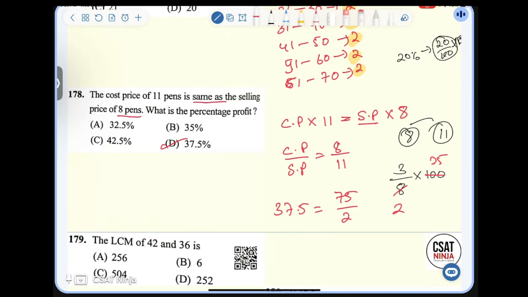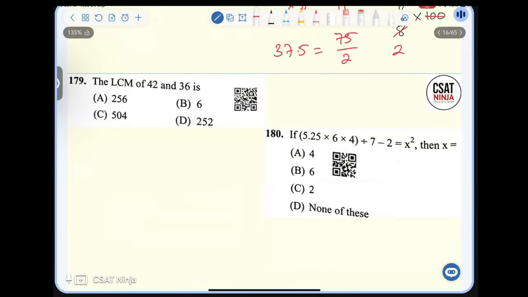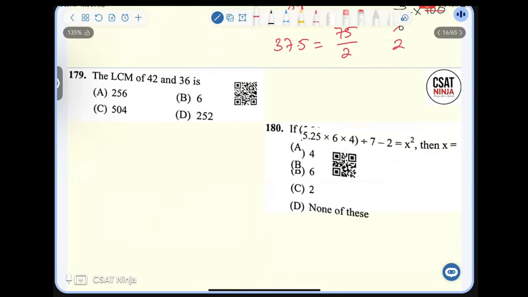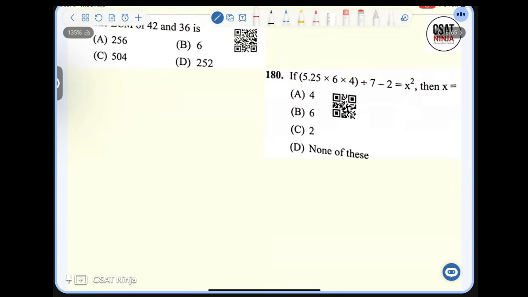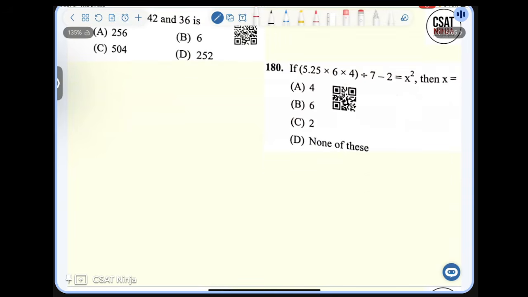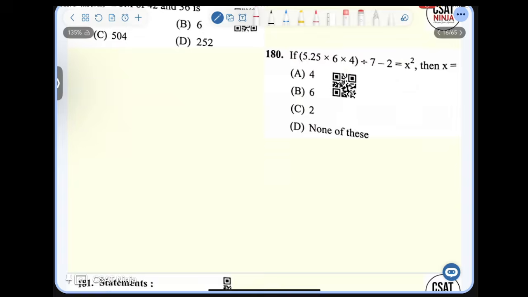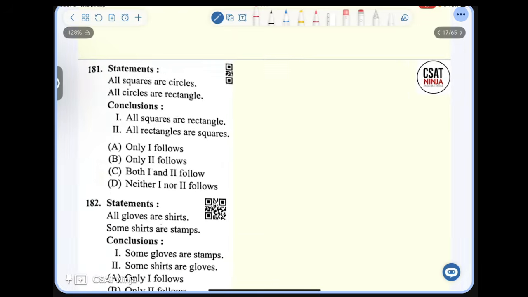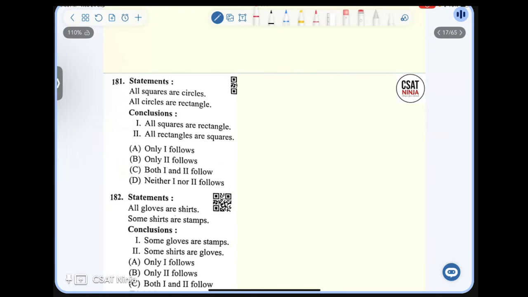So try to simplify everything. Here you are buying something at 8 rupees and selling at 11 rupees, that means there's a profit of 3 rupees. And always use your cost price in your denominator. Okay, let's go to the next. Same thing, LCM here. Let me not waste time solving LCM. And we have another simplification question here, so I'll leave this one for you guys. Let me not waste time, I'll try to focus on other types of topics.